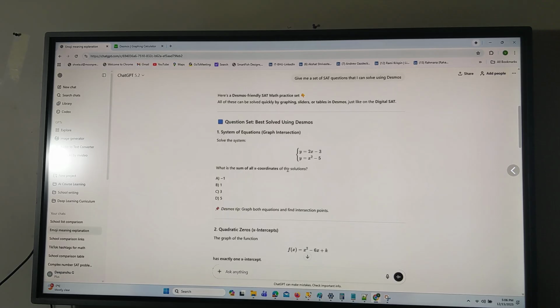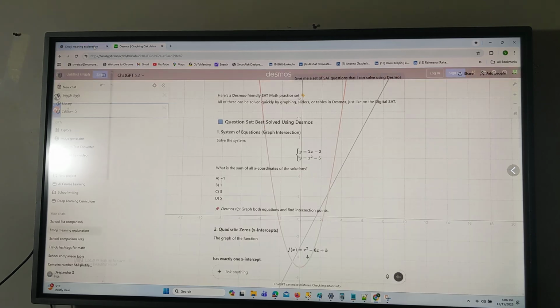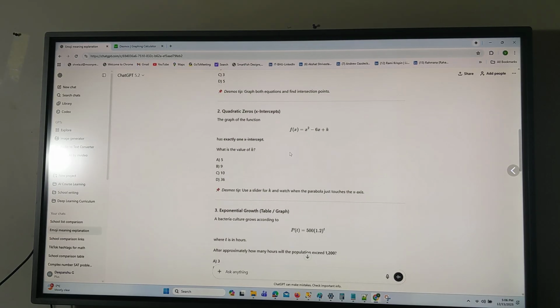What is the sum of all x-coordinates of the solutions of 2x - 3 and x^2 - 5? The solutions are about -0.7 and 2.7, so the sum should be around 2. I'm not sure about this one, but let's move to the next one.